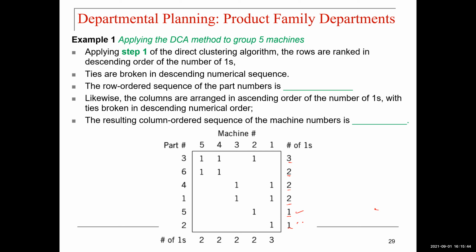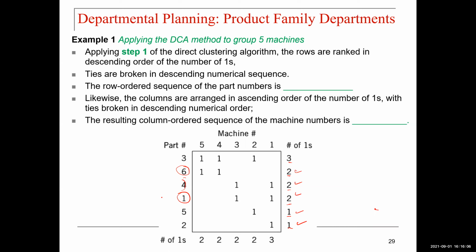So for these 2, we have a tie, and for these 3, we have a tie. So how do we break the ties? We put first the part number with the highest number. So these 3 are 2. So I'm putting 6 first, 4 second, and 1 third.